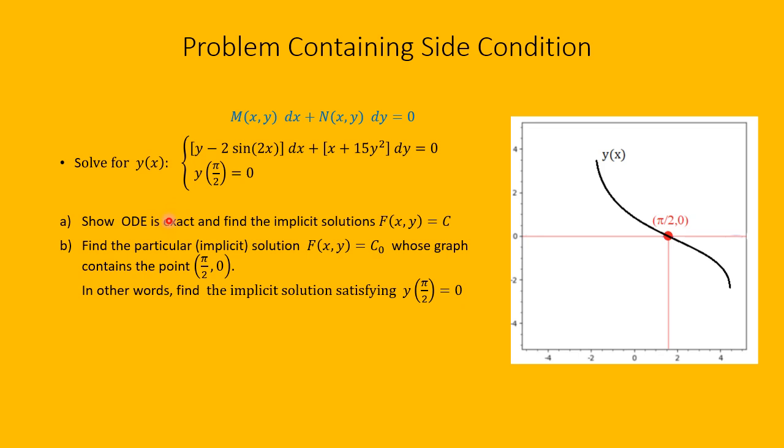First we'll show that the ordinary differential equation is exact and find the implicit solutions f of x, y equals c. There could be lots of solutions over here depending on the value of c. Then find the particular implicit solution f of x, y equals c naught, whose graph contains the point pi over 2, comma 0. So we have a curve defined implicitly, and that curve goes through the point pi over 2, comma 0.